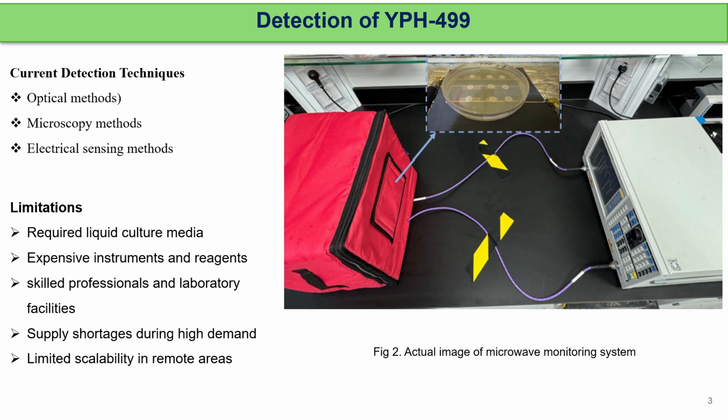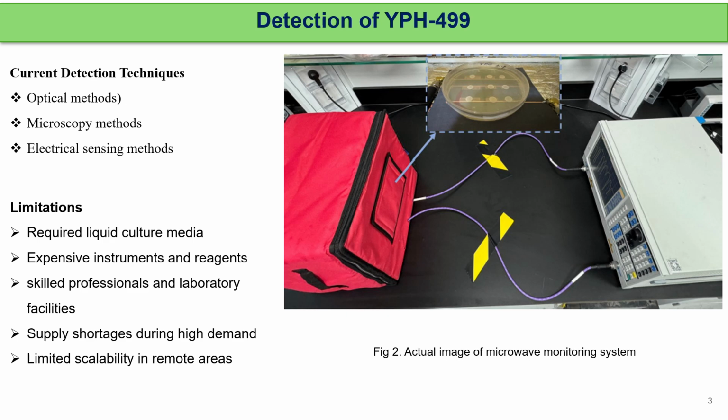Traditionally, people use optical methods, microscopy, or electrical sensing. All these approaches have limitations. Many require liquid culture, meaning the colony morphology is lost. Others depend on expensive instruments and skilled professionals. During periods of high demand, reagents and supplies can be difficult to obtain. For remote or resource limited areas, these systems are hard to scale. All of this motivates a simpler, more accessible sensing method.